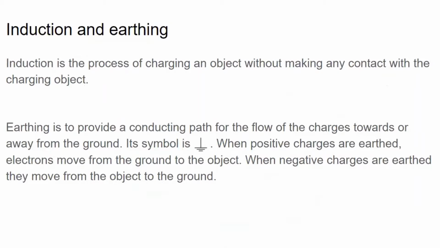Next, we need to know the definition of induction and earthing. Induction is the process of charging an object without making any contact with the charging object. And earthing is to provide a conducting path for the flow of charges towards or away from the ground, and its symbol is this. We need to understand that when positive charges are earthed, electrons move from the ground to the object, and when negative charges are earthed, they move from the object to the ground.